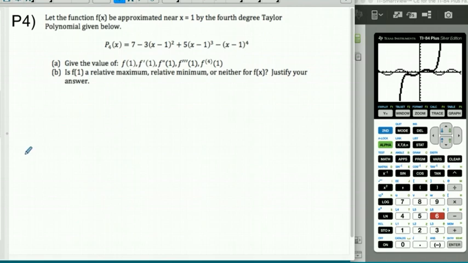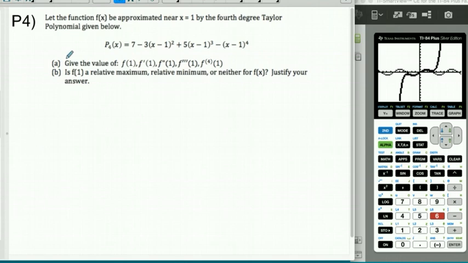All right, I want you to go ahead and give that a try again, but you're going to do P4, same idea. So here, you're given a fourth degree polynomial centered around x equals 1, and you're asked to find the values of f of 1, f prime of 1, f double prime 1, f triple prime 1, and the fourth derivative of f at 1. And then you're asked whether 1 is a relative max, min, or neither for the function.